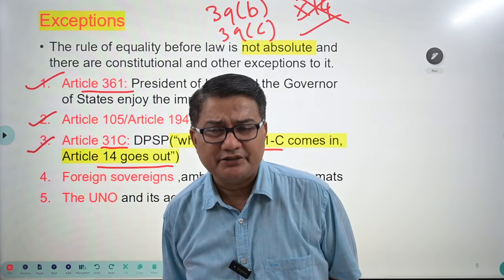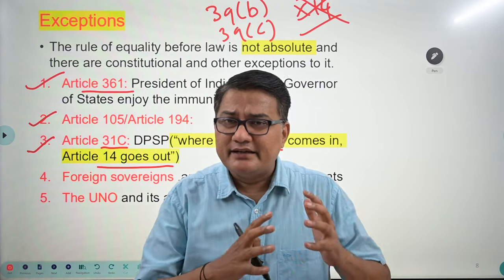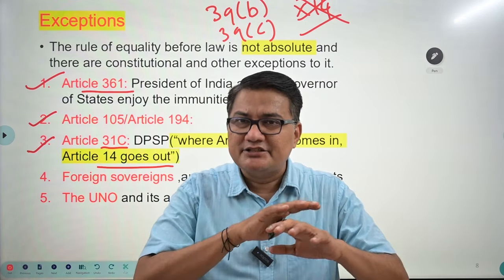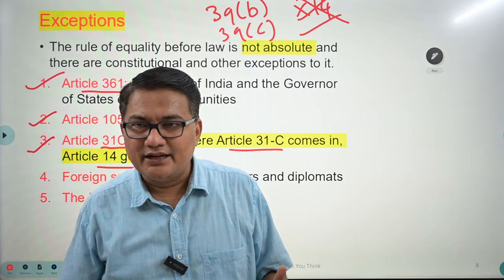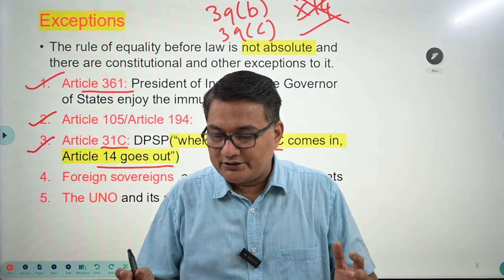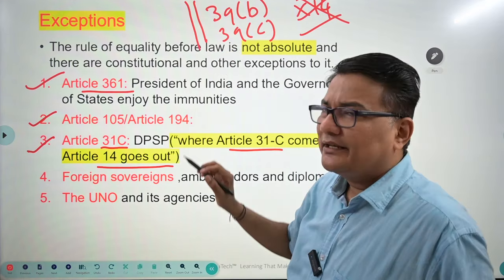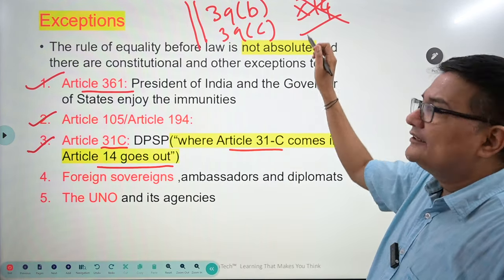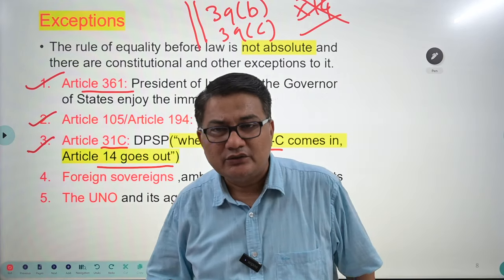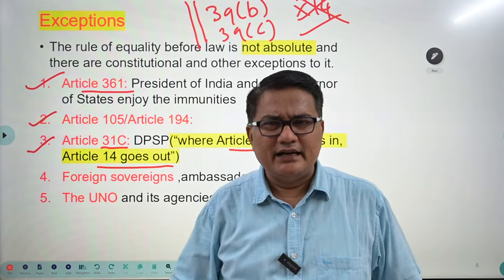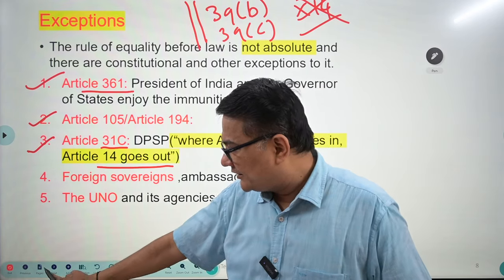Then you may ask, why this special privilege? Listen carefully. What exactly do Article 39 clause B and clause C say? They say that the material resources of the country should be utilized in such a manner that the larger public good is served. So if it is in the interest of the public good, then it should be allowed. And second, it says that economic resources or concentration should not be in the hands of a few people. That means monopoly should be avoided. So if such good provisions are there, and you are making a law on those provisions, and it is violating Article 14, should it be declared null and void? The answer is no, and that's the reason it is said: where Article 31C comes in, Article 14 goes out. Similarly, foreign sovereigns, diplomats, ambassadors, even the United Nations and its agencies also enjoy certain immunities. So these are the exceptions to Article 14.